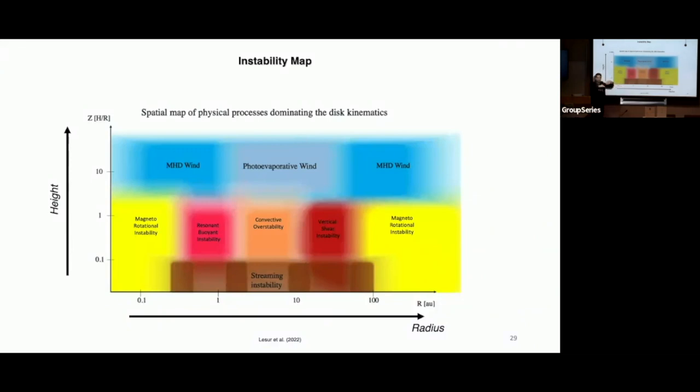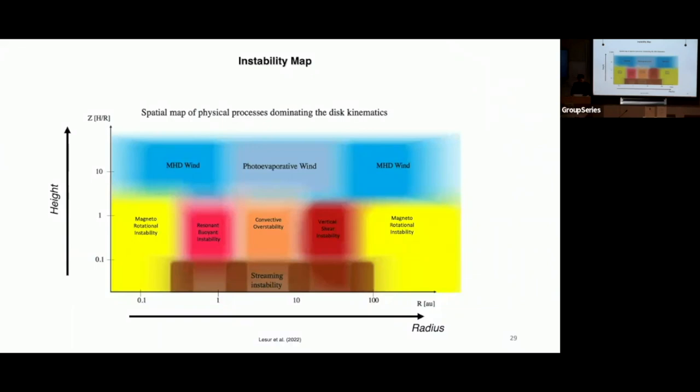Photo-evaporative winds, where the gas gets so thin that it gets evaporated by the energy from the star, and also magnetocentrifugal winds. And in the ohmic zone, it turned out that the community has identified three promising instabilities that may be happening there: the vertical shear instability, the convective overstability, and the one that I'm renaming here, resonant buoyant instability.